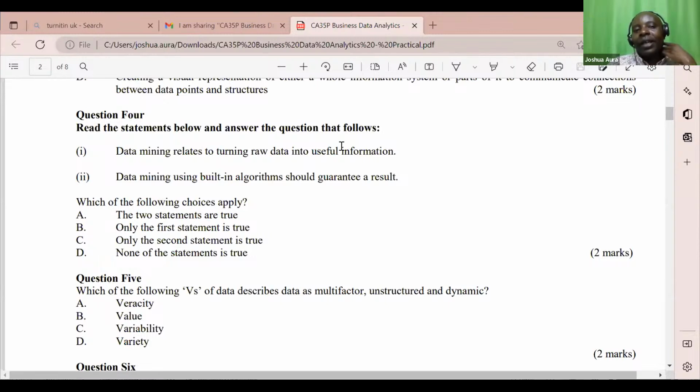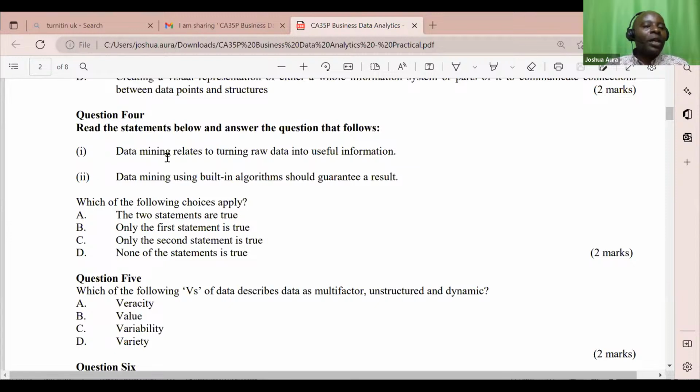Now, ladies and gentlemen, in data mining, so long as you've got a model, you shall be guaranteed of some result. It doesn't matter whether the result is wrong, but at least when you have a model like an Excel model, if I say 3 times 4, it will give me an answer. Whether the answer is wrong or not is a different thing. But when you are doing data mining, for example, using the CRISP model, which is well built into this computer, I'll be guaranteed of some result. So the two are correct. The correct answer here is A.